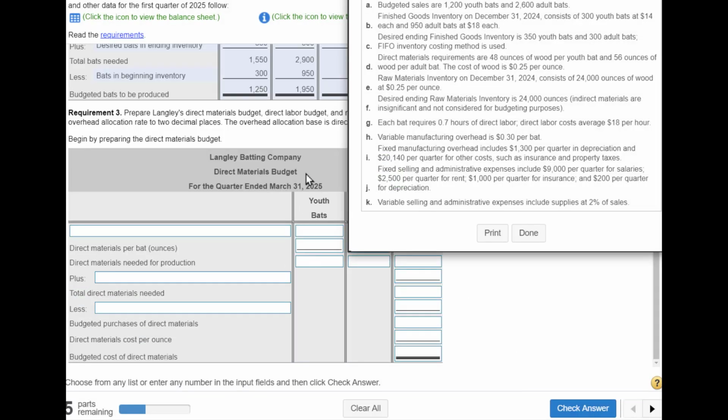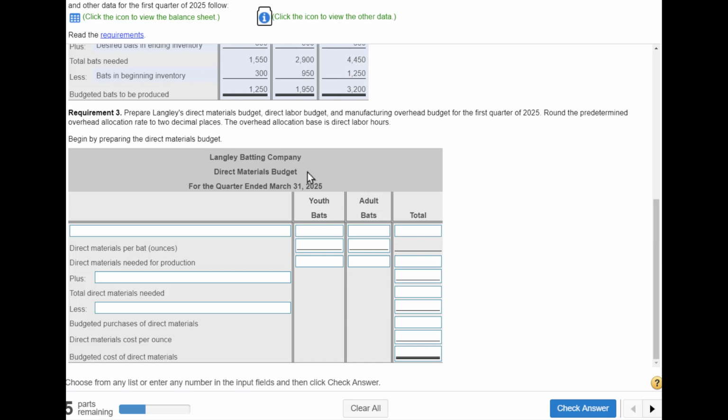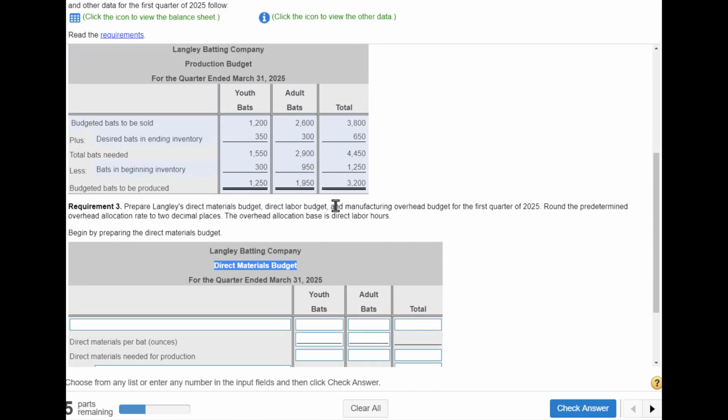So in the next video, we will work on our direct materials budget, which we couldn't do until we figured out how many bats we need to produce. So we need to produce 3,200 bats. So now we've got to figure out how much materials we need to order and have on hand.